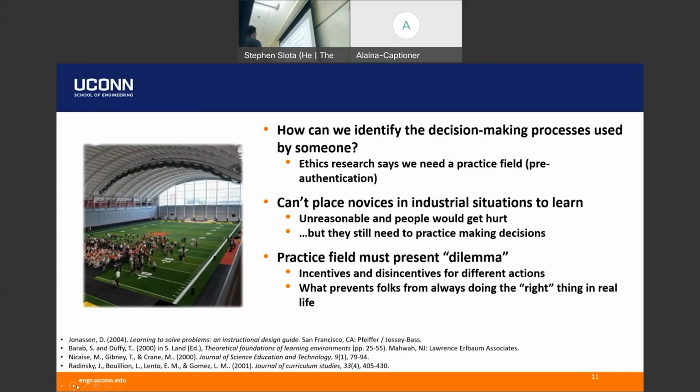So the practice field must present an authentic dilemma, and there have to be incentives and disincentives for different actions. We have to think about what kinds of things prevent people from doing the right thing in real life. When you're making these complex decisions, there are always constraints and multiple things happening. A process safety or ethical decision is rarely ever just about the one thing. It's one thing in the context of all these other things.